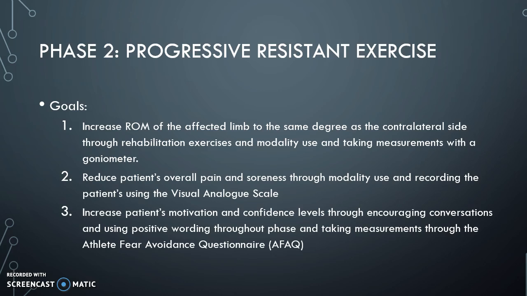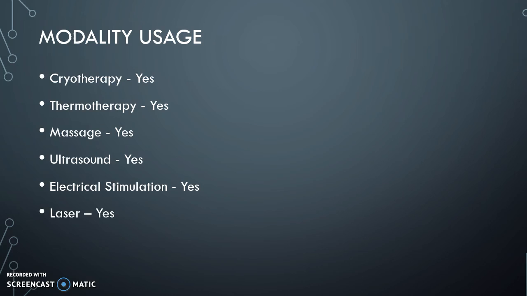Our second goal, reduce patients' overall pain and soreness through modality use and record that using the visual analog scale like we did in the immobilization phase. Third, we want to increase patients' motivation and confidence levels through encouraging conversations and using positive wording throughout this phase, and taking measurements through the Athlete Fear Avoidance Questionnaire, or the AFAQ. I found this really interesting because I feel that confidence and motivation is an overlooked portion of the rehab process, and I found it really cool that we can somewhat use a questionnaire to figure out the confidence and motivation level of the patient.